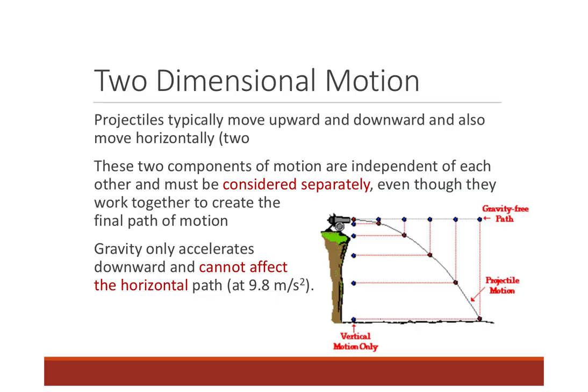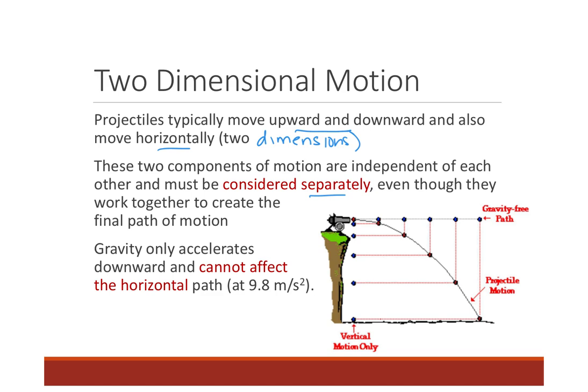So we call this two-dimensional motion. Projectiles are moving upward and downward. That's one dimension. And then horizontally. And somehow I lost my second word. So this word here, we should have dimensions here. I don't know what happened to it. These two components are independent of each other. So one does not affect the other. So we have to think about them separately, even though they work together to create this final path.